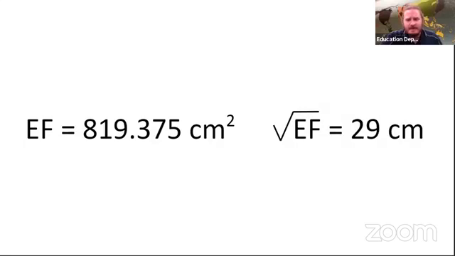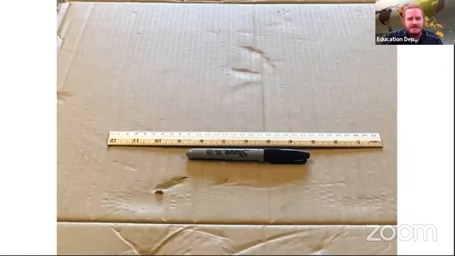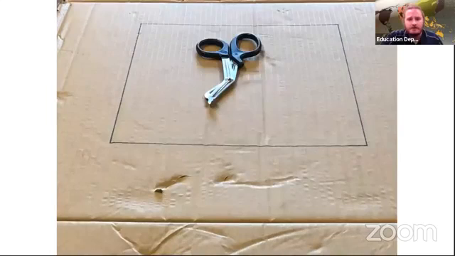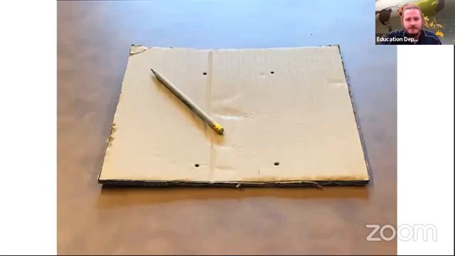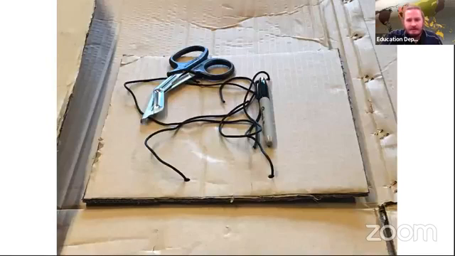So I'm going to take the square root of that, and that's about 29 centimeters. And so now I know that if my ecological foot were a square, each side would be 29 centimeters long. So the next thing I'm going to do is get some cardboard, a ruler, and a marker and actually draw out what that square would look like. And then I'm going to cut it out and use a pencil to poke some holes in it, and then some string to create a way to tie it onto my foot. Then I'm going to repeat that process to create my second ecological foot.